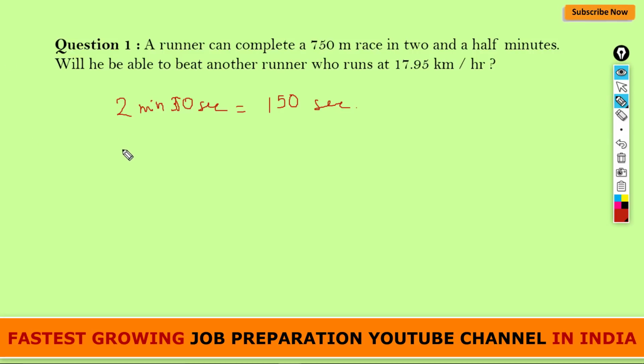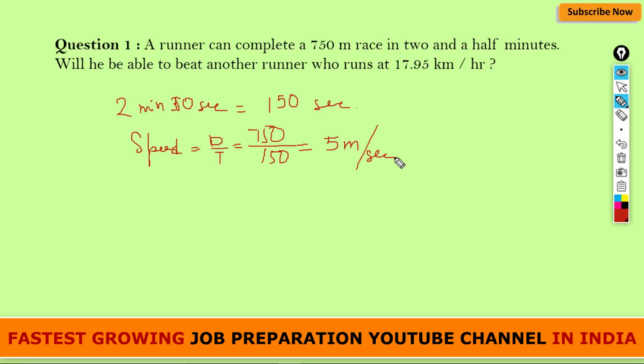Very easy. What will be your speed? Speed is equal to distance by time, and that is equal to 750 by 150, which comes to 5 meters per second. Now, as I told you in the beginning, it is given in kilometer per hour. To convert meter per second into kilometer per hour, what we have to do is multiply it by 18 by 5. So 5 into 18 by 5 equals 18. So it becomes 18 kilometer per hour. The second runner runs at 17.95 kilometer per hour. The first runner's speed is 18 kilometer per hour.